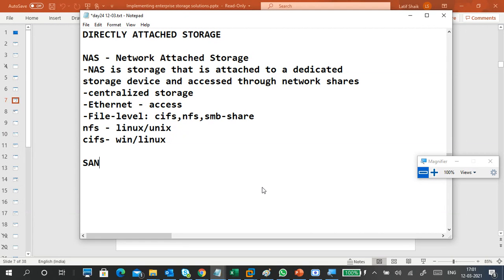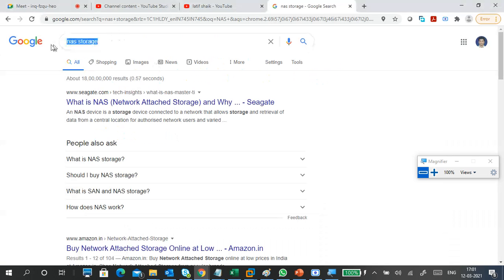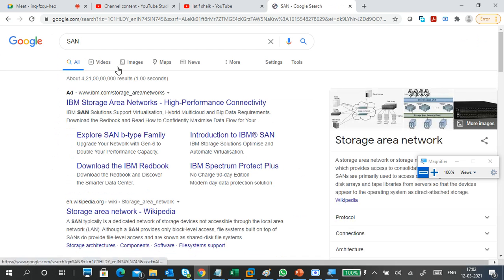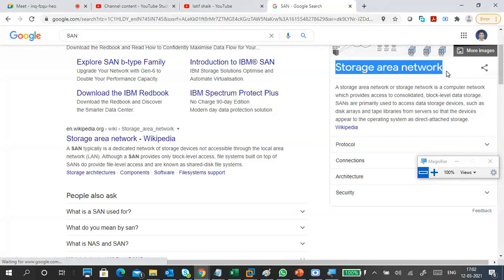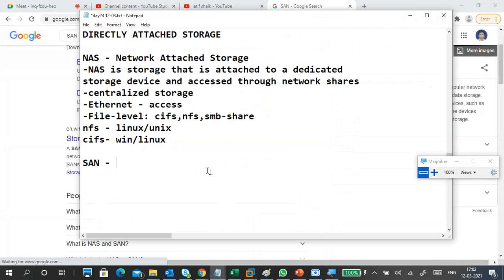The next one is a SAN. This is a big one. SAN is more complex than the normal one. What is SAN storage? Storage Area Network. It is not attached, it is a storage area network.